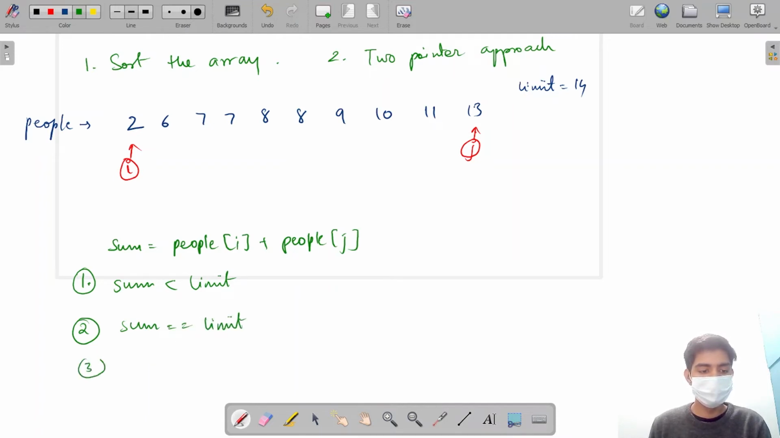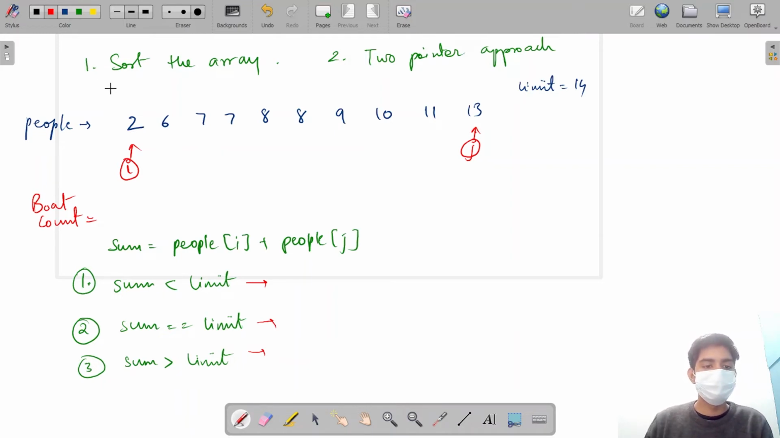And third, as sum be greater than my limit. So I can have these three options, and in these three options, I'm going to do some decisions. Okay, so let's see. I have this i and j, and I will also have a count, which will increment every time we use a boat. So this is my boat count that I'm going to use, which will tell me how many boats I've used so far.